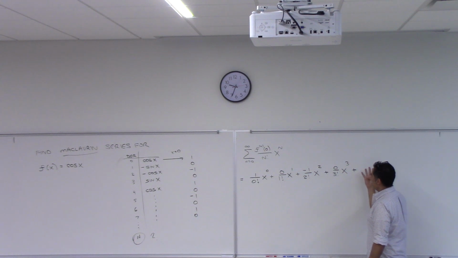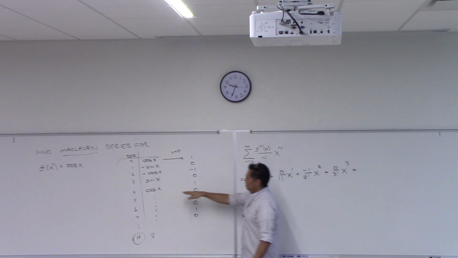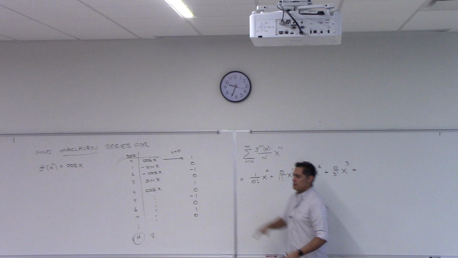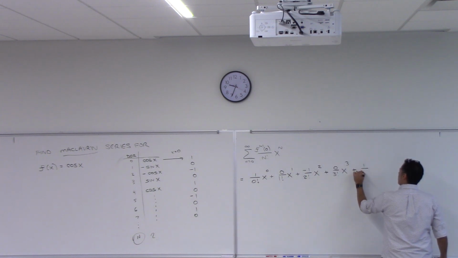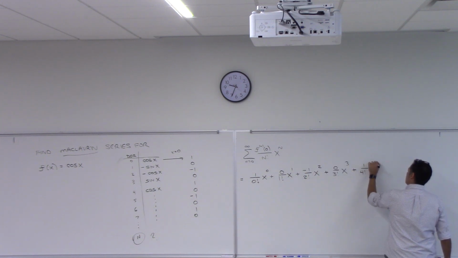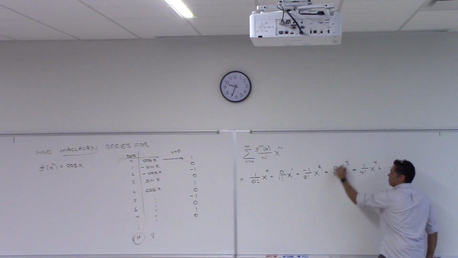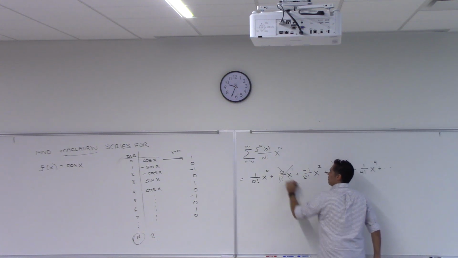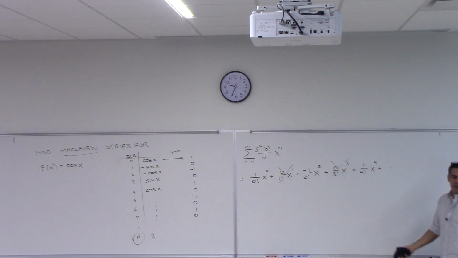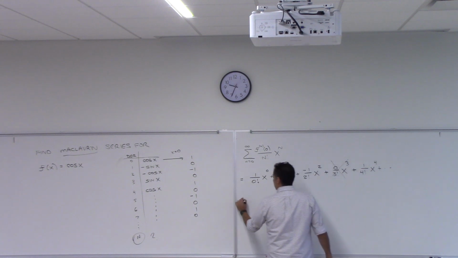Fourth derivative at 0 was 1, right? So we get 1 over 4 factorial x to the 4th. So maybe that's enough. I'm going to kill off the things that are zeros. Those are zeros because there are zeros in the numerator, right? So they're gone. And then what about this one?